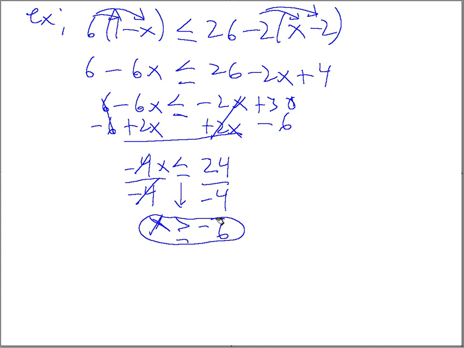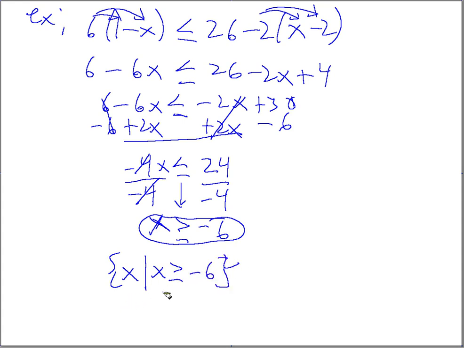So our solution will be what? X greater than or equal to negative 6. Again, x greater than or equal to negative 6. All right, again, set builder notation on that. All real numbers x, such that x is greater than or equal to negative 6, no big deal there.